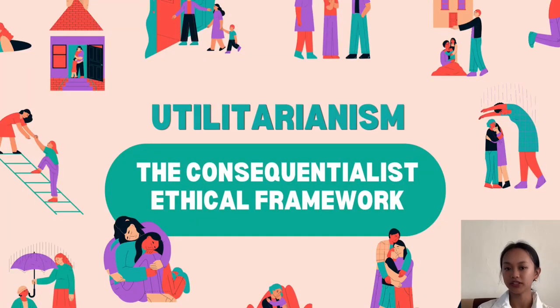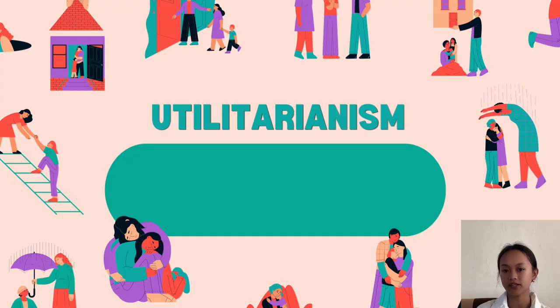Good day, everyone. Today, we're exploring a simple yet powerful way of looking at right and wrong. It asks one essential question: how can we choose the action that creates the most good for everyone? This framework is called utilitarianism.